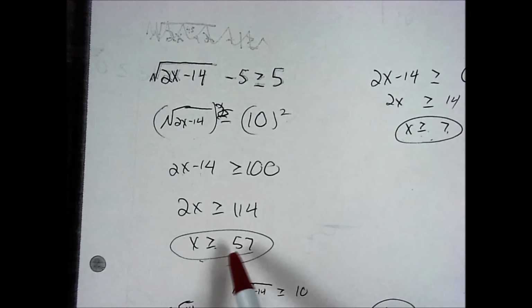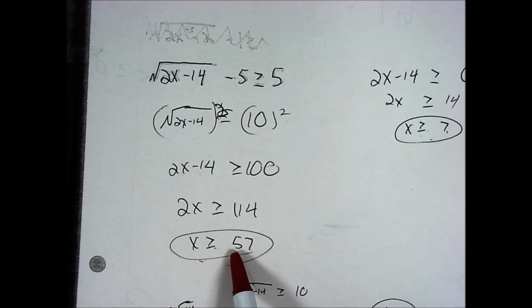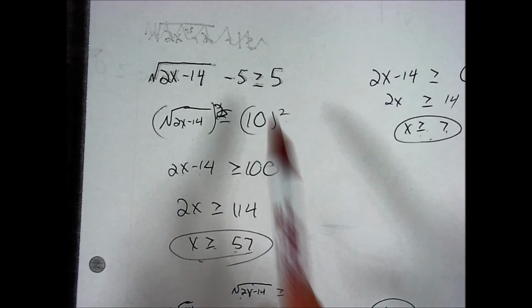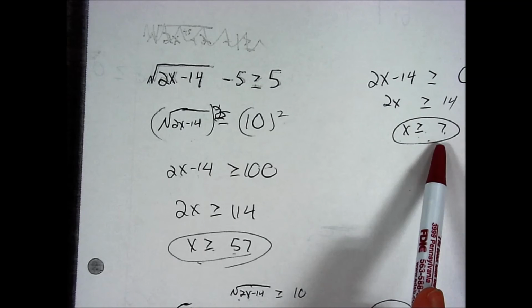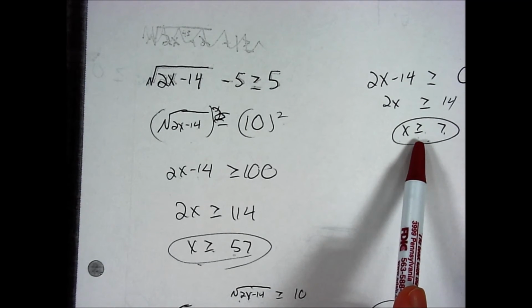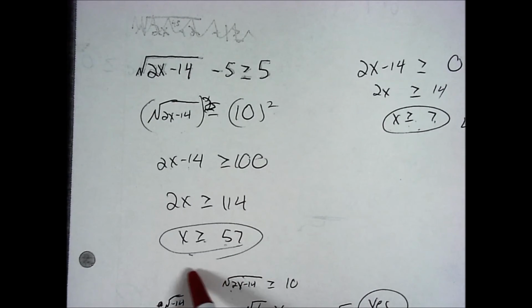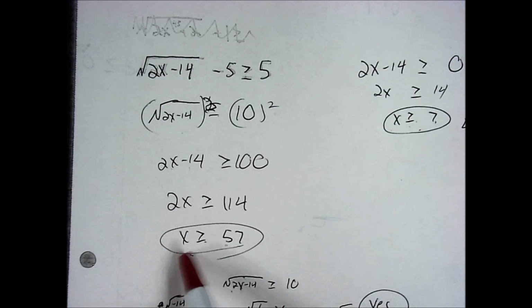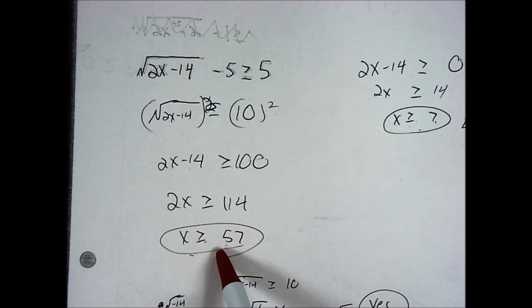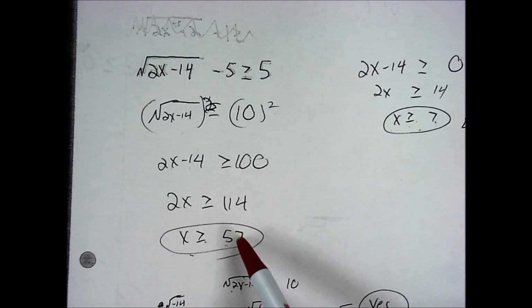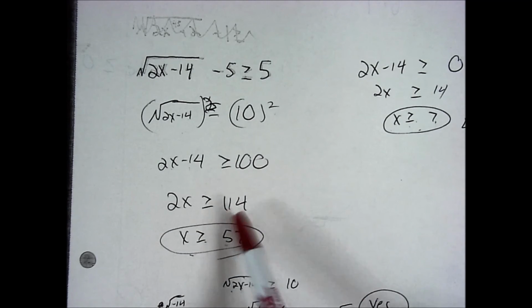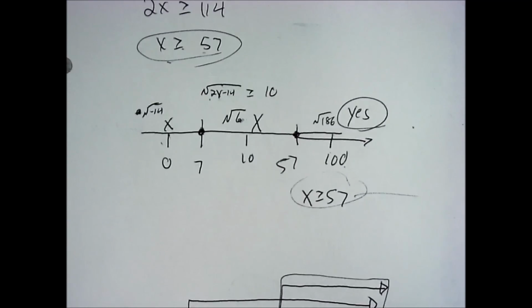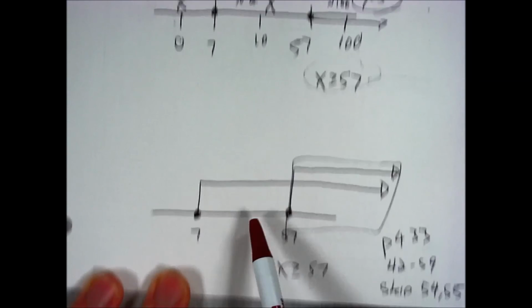The solution I got for my inequality was that x needs to be greater than or equal to 57 for my inequality to be true. For my root, I needed to have numbers 7 or bigger for my root to not give me an error. Well, if my inequality needs x's to be bigger than 57 to be true, 57 is way bigger than 7 already, so as long as I'm bigger than 57, I won't have to worry about this one. So that's why we're only using this one. And you can see that illustrated in either number line.